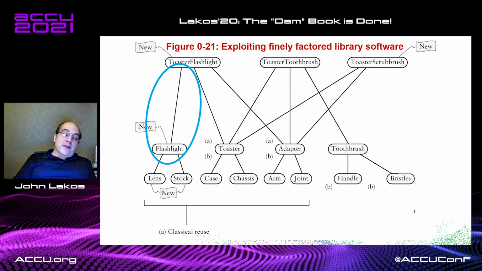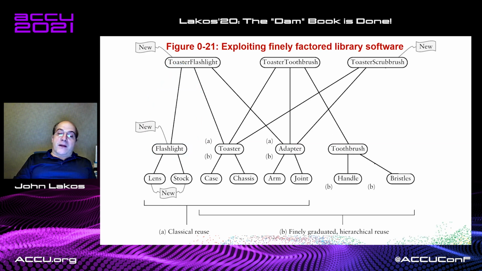The toaster depends on the flashlight. The flashlight is built however it's built, and we're done. But if we go look at finely graduated hierarchical reuse, we're not only going to take advantage of the scrub brush, we're going to take advantage of the pieces of the toothbrush. So you see how we put in a scrub brush, but we haven't designed it from scratch the way we did with the flashlight. Now the scrub brush is taking advantage of lower level bits itself.